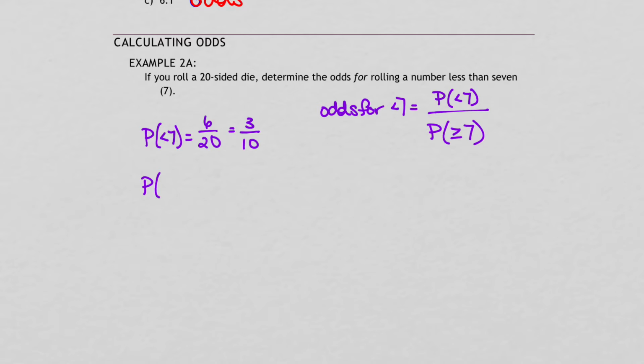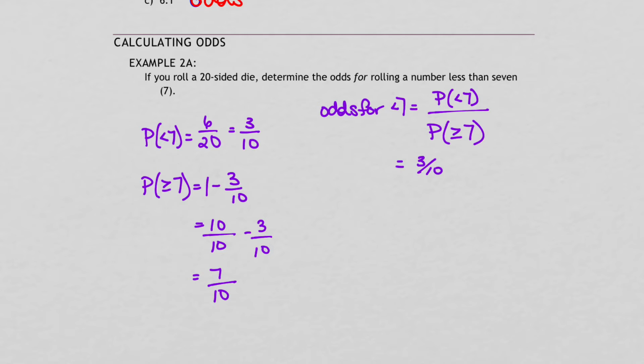So the probability of getting a number greater than or equal to 7, we could count them up again, or we could just say that would be 1 minus 3/10. Remember to get a common denominator, so 1 would be 10 over 10. So the probability of getting a number greater than 7 is 7 out of 10. So if we plug into our fraction here, the probability of getting a number less than 7 was 3 out of 10. Greater than 7 was 7 out of 10.